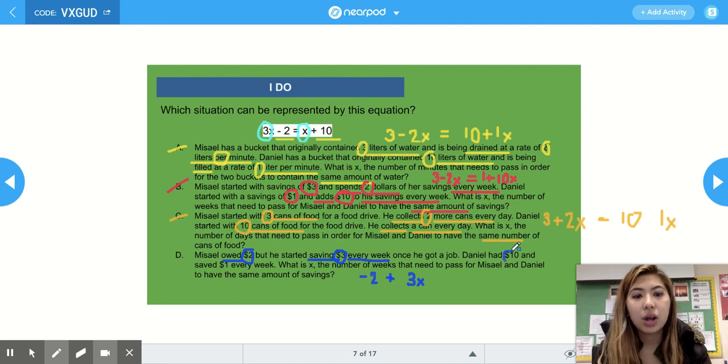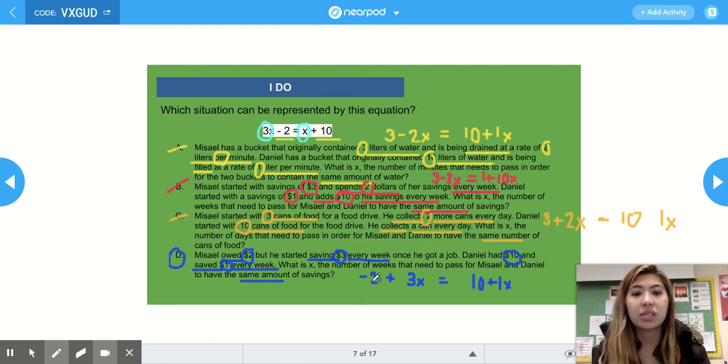Daniel had $10 and saved $1 every week. So then it's 10 plus 1x. What is x, the number of weeks that needs to pass for Misael and Daniel to have the same number of savings? So for our equation, we have -2 plus 3x is equal to 10 plus 1x, which is equivalent to 3x minus 2 is equal to 1x plus 10.